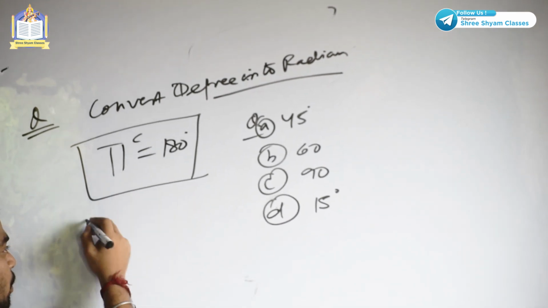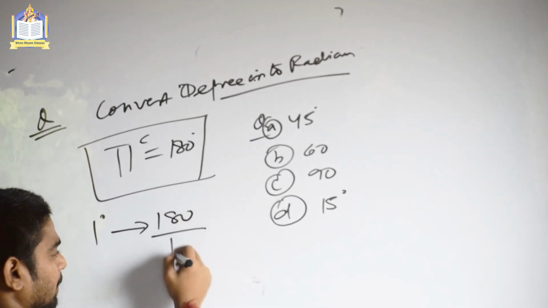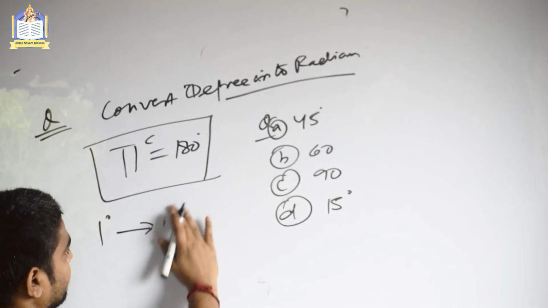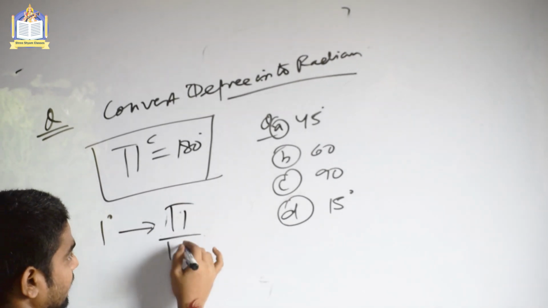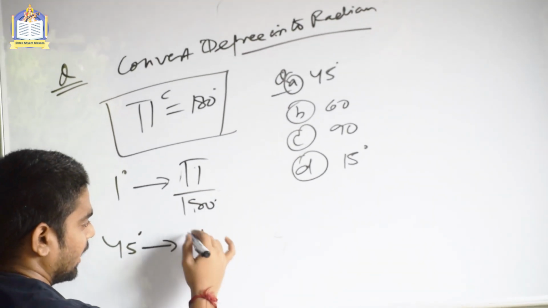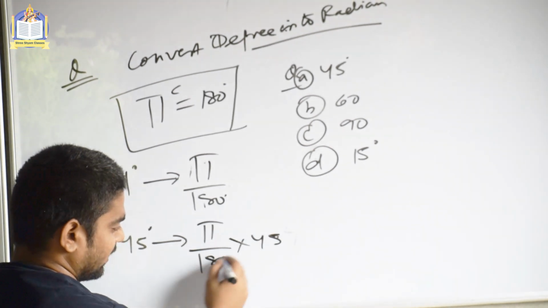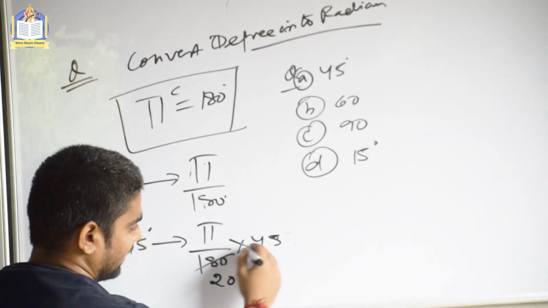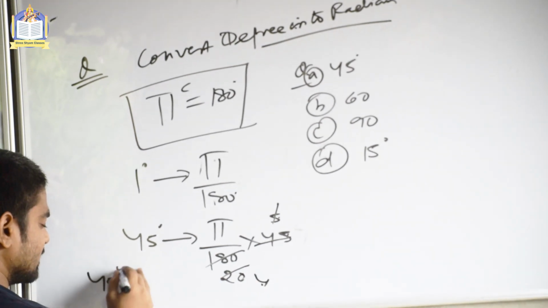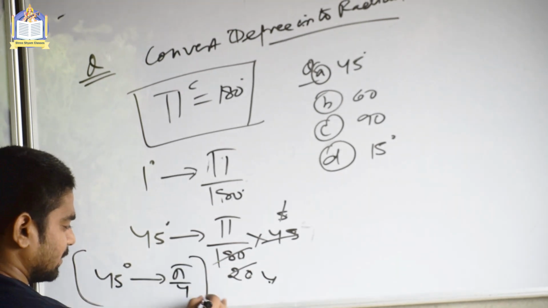We know that pi radian is 180 degree. So 1 degree will be, sorry, pi by 180. 1 degree is pi by 180 radian. So 45 degree will be equal to pi by 180 into 45. 9 times 5 is 45 and 9 times 20 is 180. So 45 degree is nothing but pi by 4 radian.